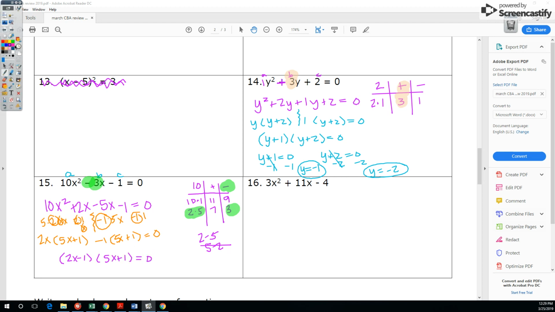Taking both of those factors and setting them equal to 0. 2x minus 1 equals 0. Add 1. And divide by 2.